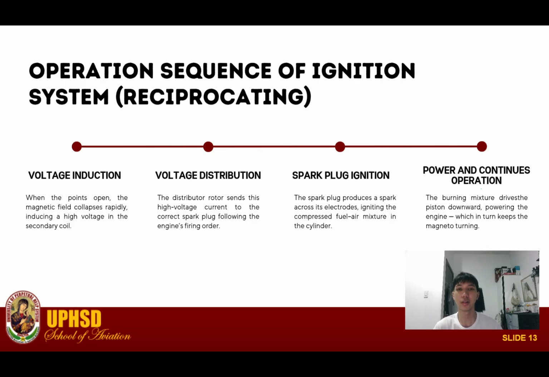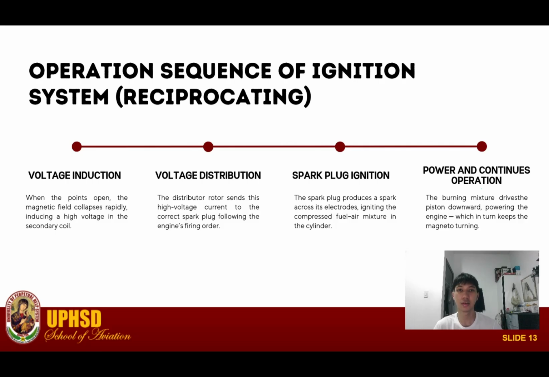The next would be the voltage induction. When the breaker points open, the magnetic field inside the magneto collapses very rapidly. This sudden collapse induces a high voltage in the secondary coil, which is strong enough to jump the gap at the spark plug.